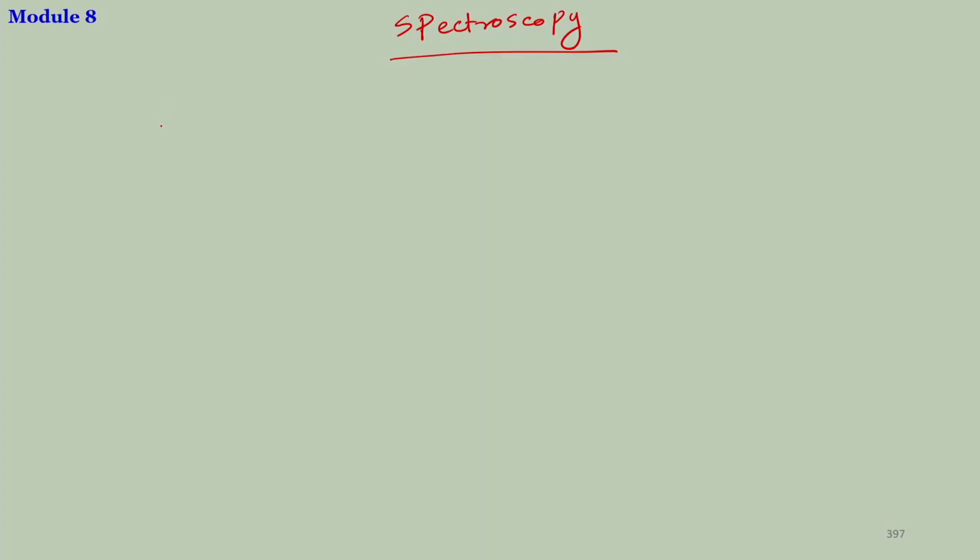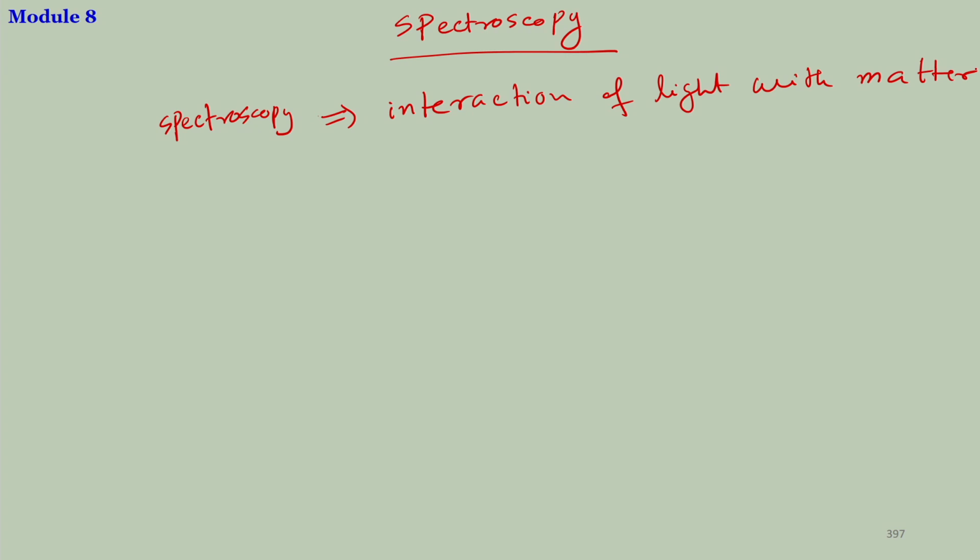So, the basic idea of spectroscopy or the basic principle of spectroscopy is that a given radiation interacts with a matter. So, if you want to define spectroscopy, spectroscopy means interaction of light with matter. That is the basic definition of spectroscopy, that we study the interaction of light or radiation with matter.